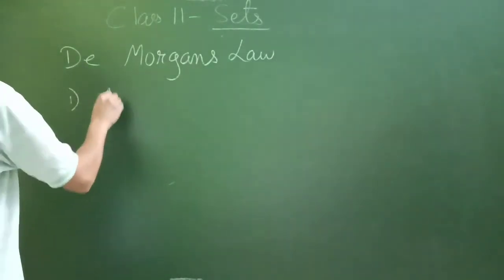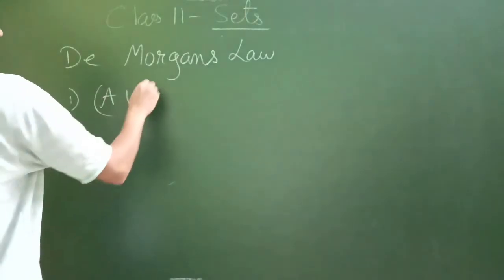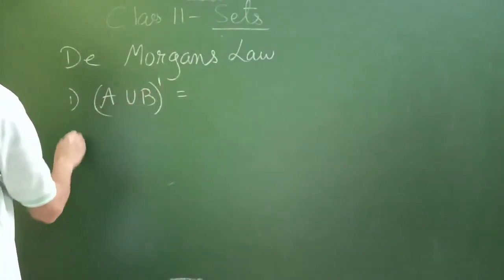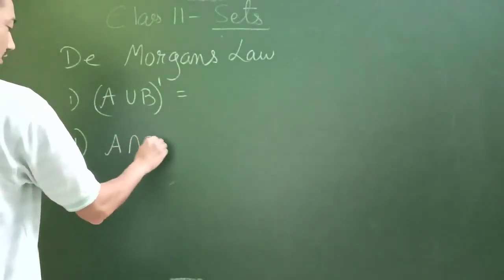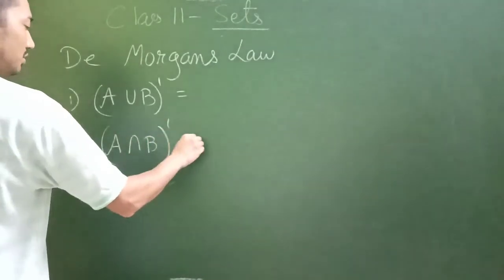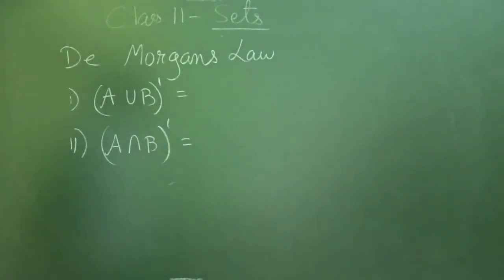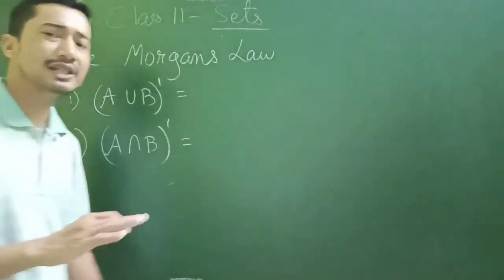It states: complement of (A union B), and the second one, complement of (A intersection B). Maybe we will prove this today. Okay, maybe we will prove this, but look here, it is very easy to remember.